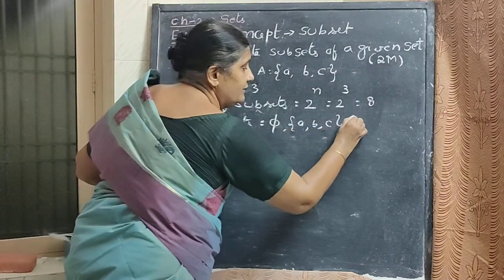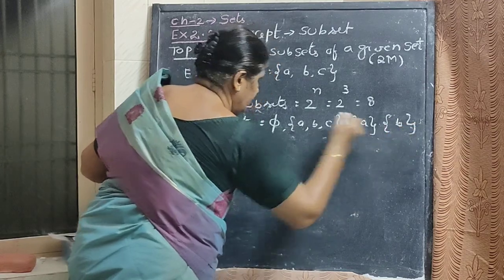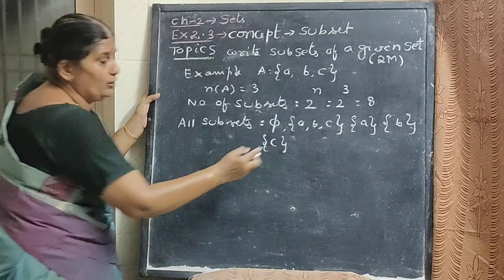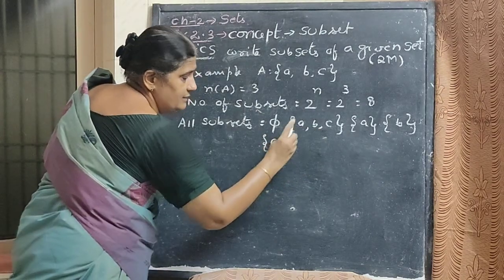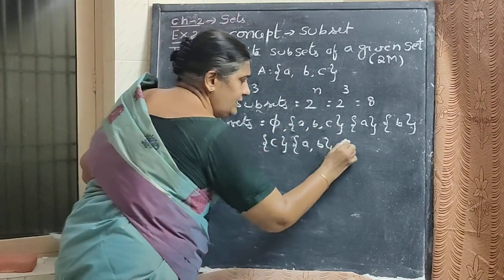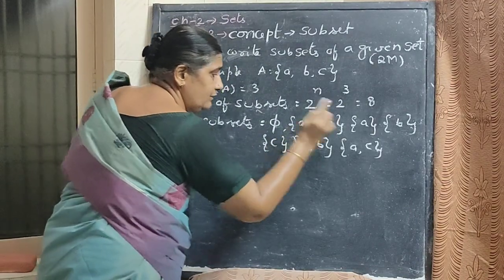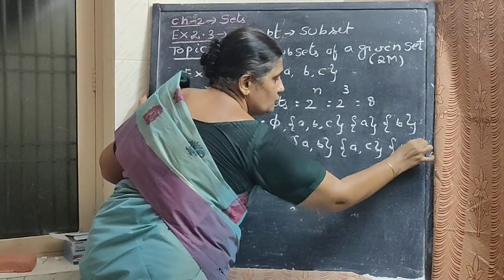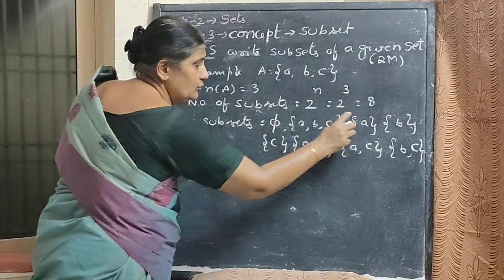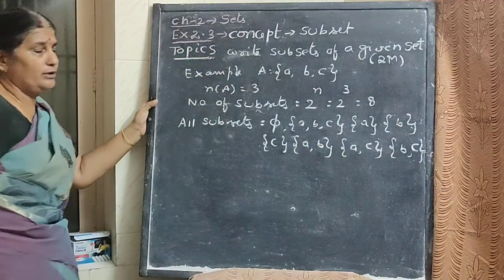What is the first element? Set A. What is the second element? Set B. What is the third element? Set C. So, are 2 elements possible or not? How to write 2 elements? Set AB. Next one, set AC. Then BC. So overall, how many sets do we get? 8. Count: 1, 2, 3, 4, 5, 6, 7, 8. Do you understand how to write or not?